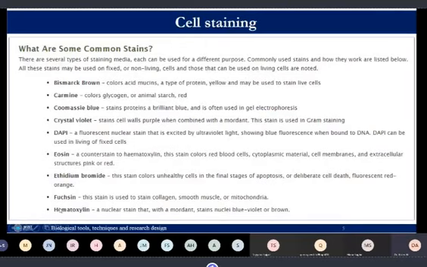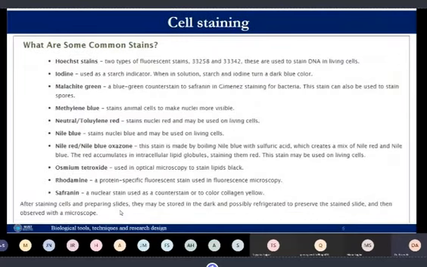Fuchsin, as you can see here at the second last line of this slide. This stain is used to stain collagen, smooth muscle, or mitochondria. Hematoxylin is a nuclear stain. It stains the nuclei, giving a blue to violet or brown color. Here is the list of some other common stains. On the top you can see Hoechst stain, which stains the DNA in living cells.